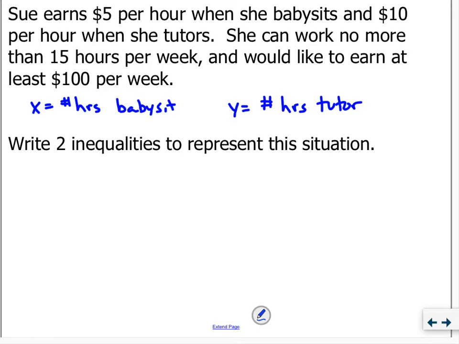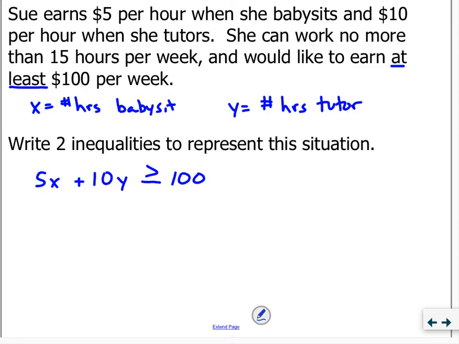When it says she earns $5 per hour babysitting, I'm going to think of that as 5x. And then $10 per hour when she tutors, plus 10y. That's the money one, because she earns $5 per hour for x hours babysitting, $10 per hour for y hours tutoring. She wants to earn at least, let's underline, at least. At least means that much or more, so greater than or equal to $100 for the week.